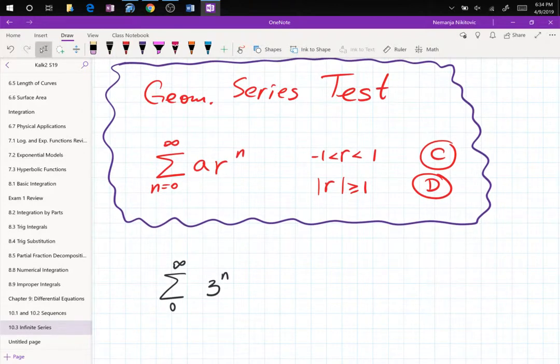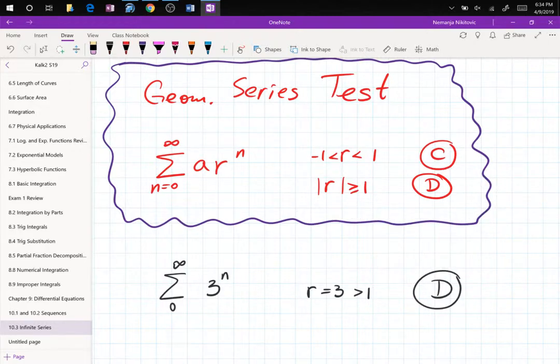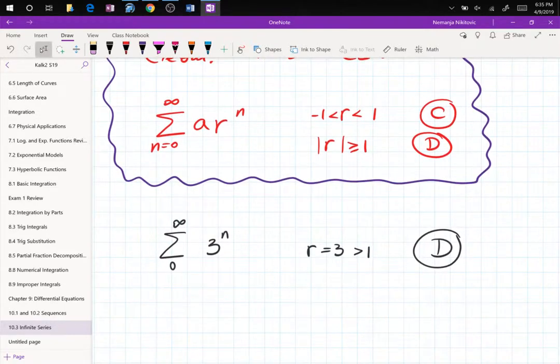What is the solution to this problem? You use your eyes, you look at it, and you figure out that your r is equal to 3. That's bigger than 1. Diverges. And you walk away. That's it. So for geometric series, you extract r from the problem, and you look if it is between -1 and 1. If it is, it converges. If it's not, it diverges. So this is the entire problem. You say diverges by geometric series, by GS.